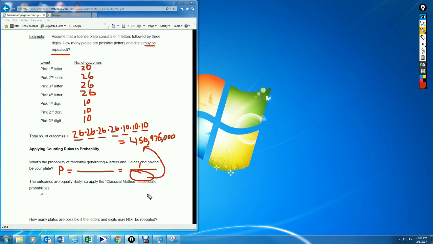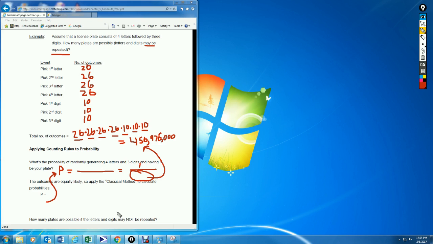Okay. So 1 over that, if you divide it out, it's 0 followed by 8 zeros, 0.0000000219. Okay? And I meant to write that here. Sorry.